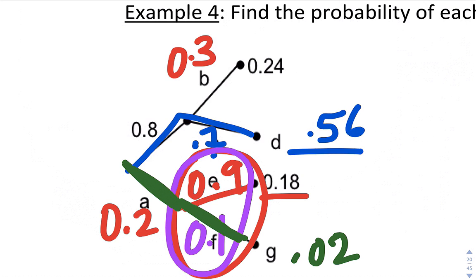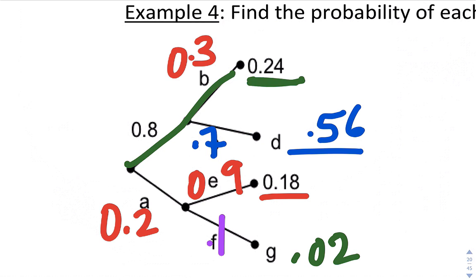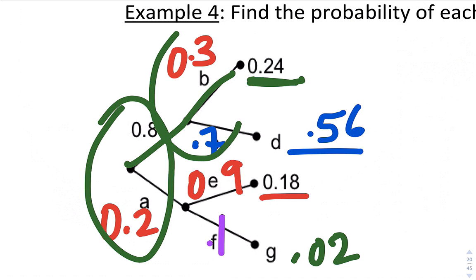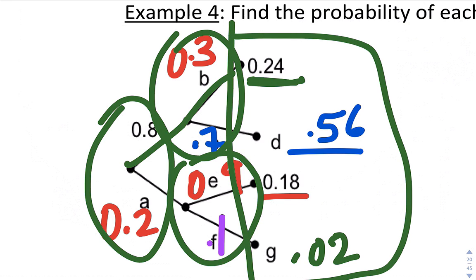Okay, so again, lots of writing here. Let's erase some of this. Okay, so again, if you multiply along the branches, you get the end number. If they come off the same dot, they should add to 100%, which they do. And lastly, these 4 right here should add to 100%, and they do as well.